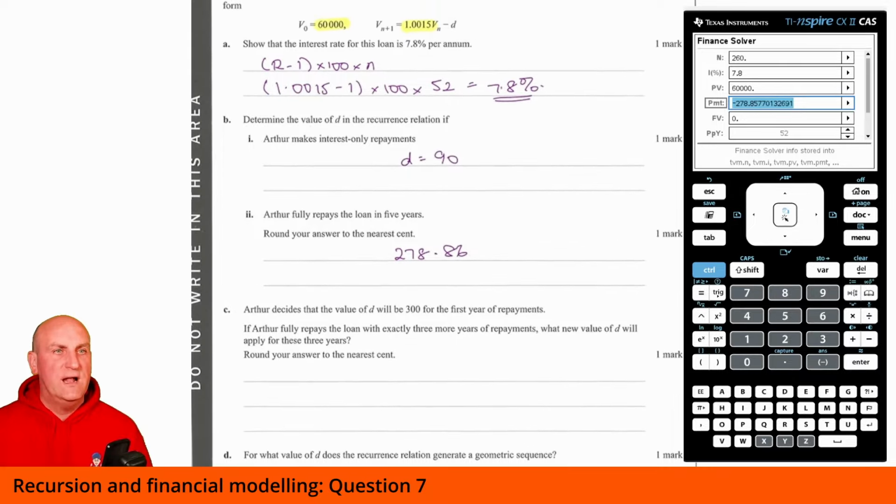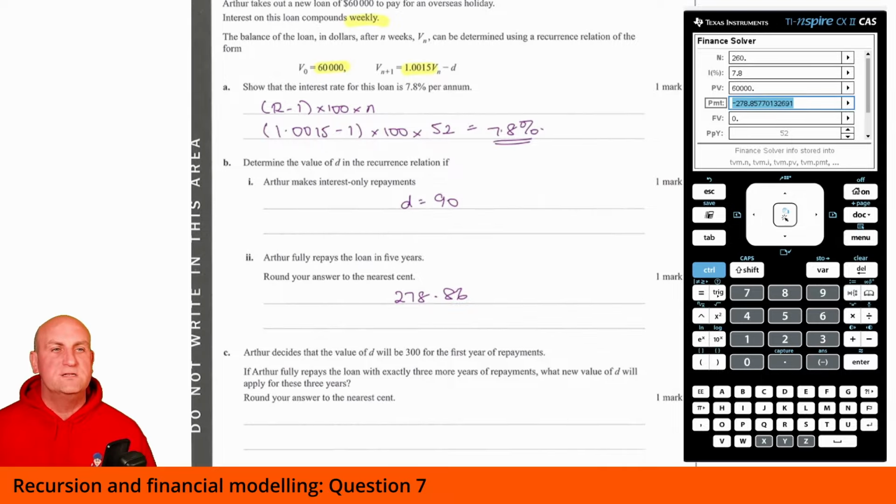Arthur decides that the value of D will be 300 for the first year of repayments. If Arthur fully repays the loan with exactly 3 more years of repayments, what new value of D will apply for these 3 years? Okay, let's start again. All right, so he's now only going to pay 3 years. Let's take that off. Right, so if Arthur decides the value of D will be 300 for the first year of repayments.